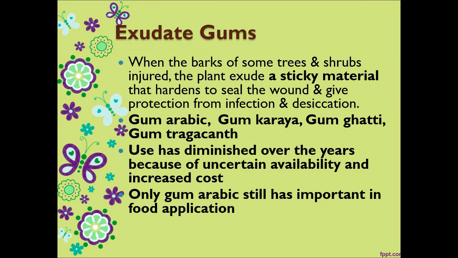Next, we move on to extruded gums. When the barks of some trees and shrubs are injured, the plants will exude or form a sticky material, and this sticky material will harden to seal off the wound and also to give protection from infection and desiccation of the tree barks and shrubs. These sticky materials are called gum. There are different types of gums used in food application, which are gum arabic, gum karaya, gum ghatti, gum tragacanth.